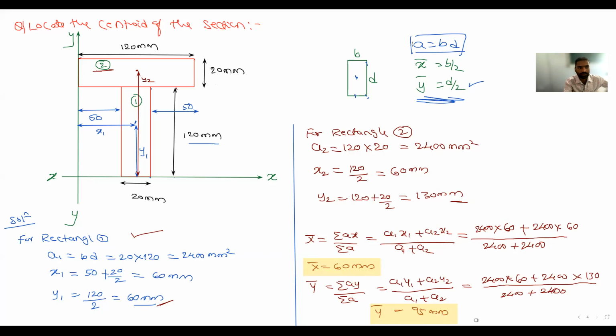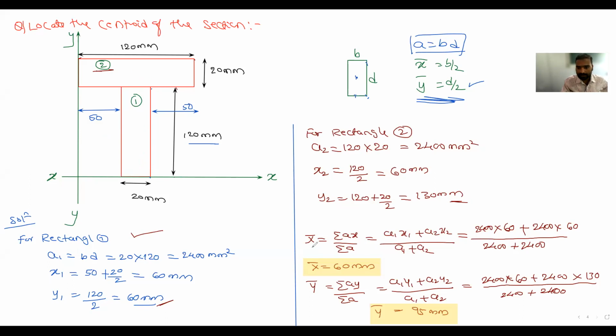So how to locate this one? See, x bar I have to locate. This is my reference y axis. I have to come from this point to this point. Now I will erase the inside lines. This line I will erase, this line I will erase, this line I will erase. Okay, so now I will draw its centroid in the figure.